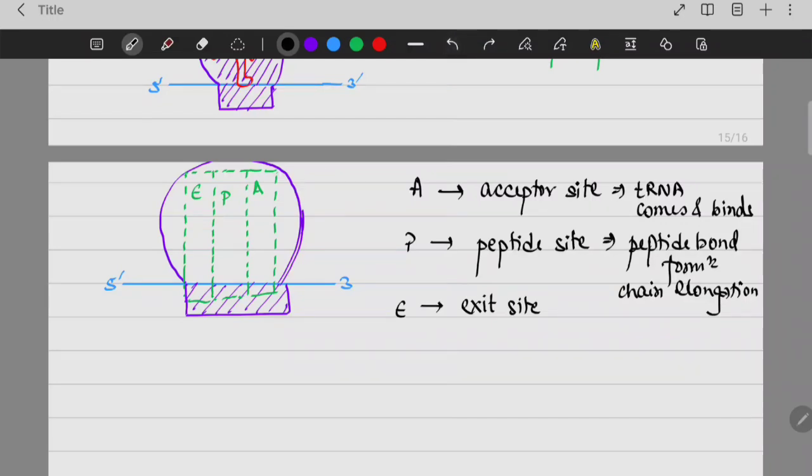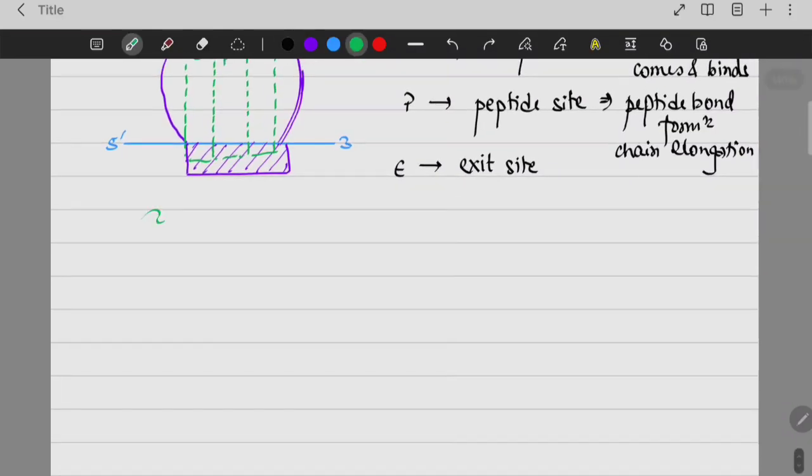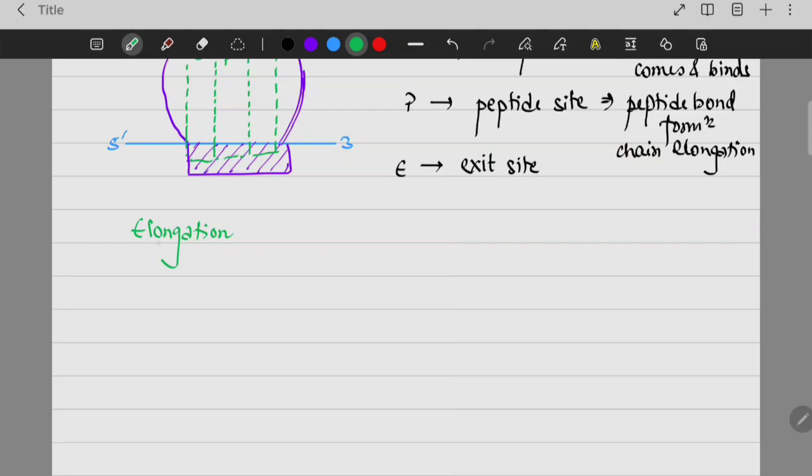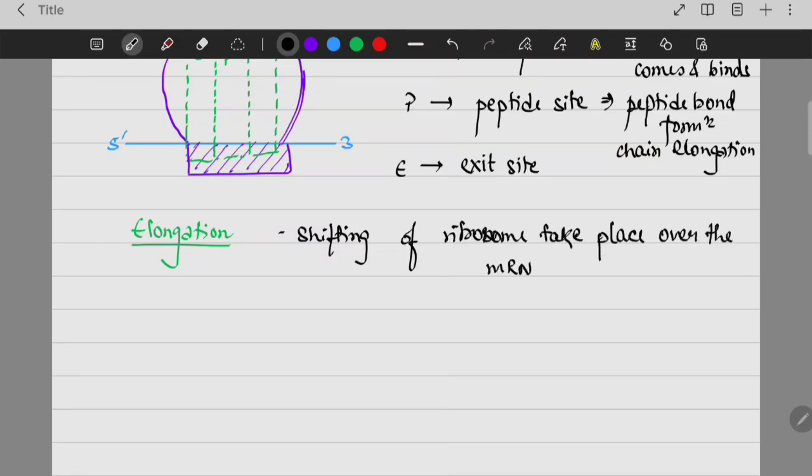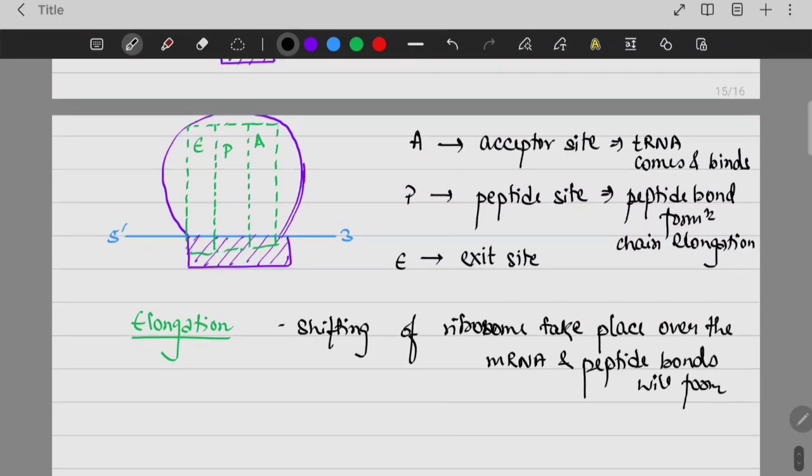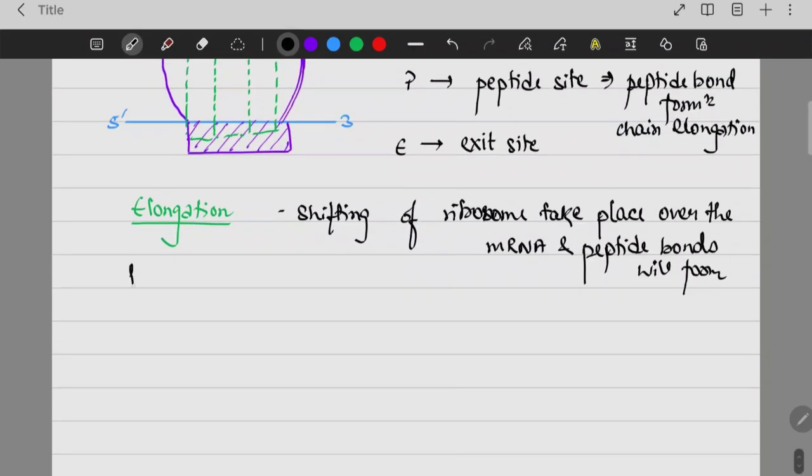Now the next point will be elongation. As I said, in the elongation, the shifting of ribosome takes place over the mRNA, and peptide bonds will form. The first amino acid binding at the A site is methionine. Okay, the first amino acid will be methionine. After that, different amino acids will be coming and the peptide bond will form.